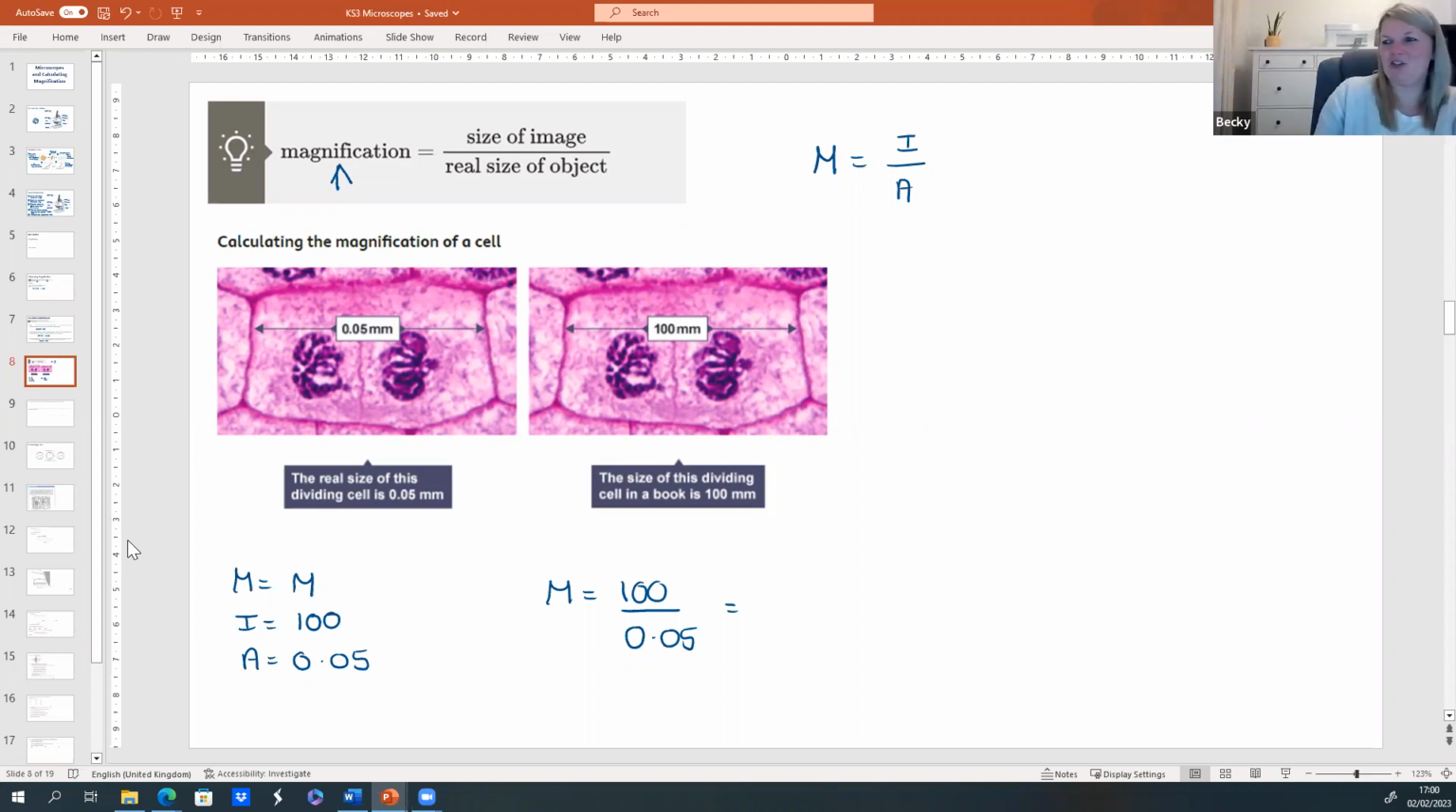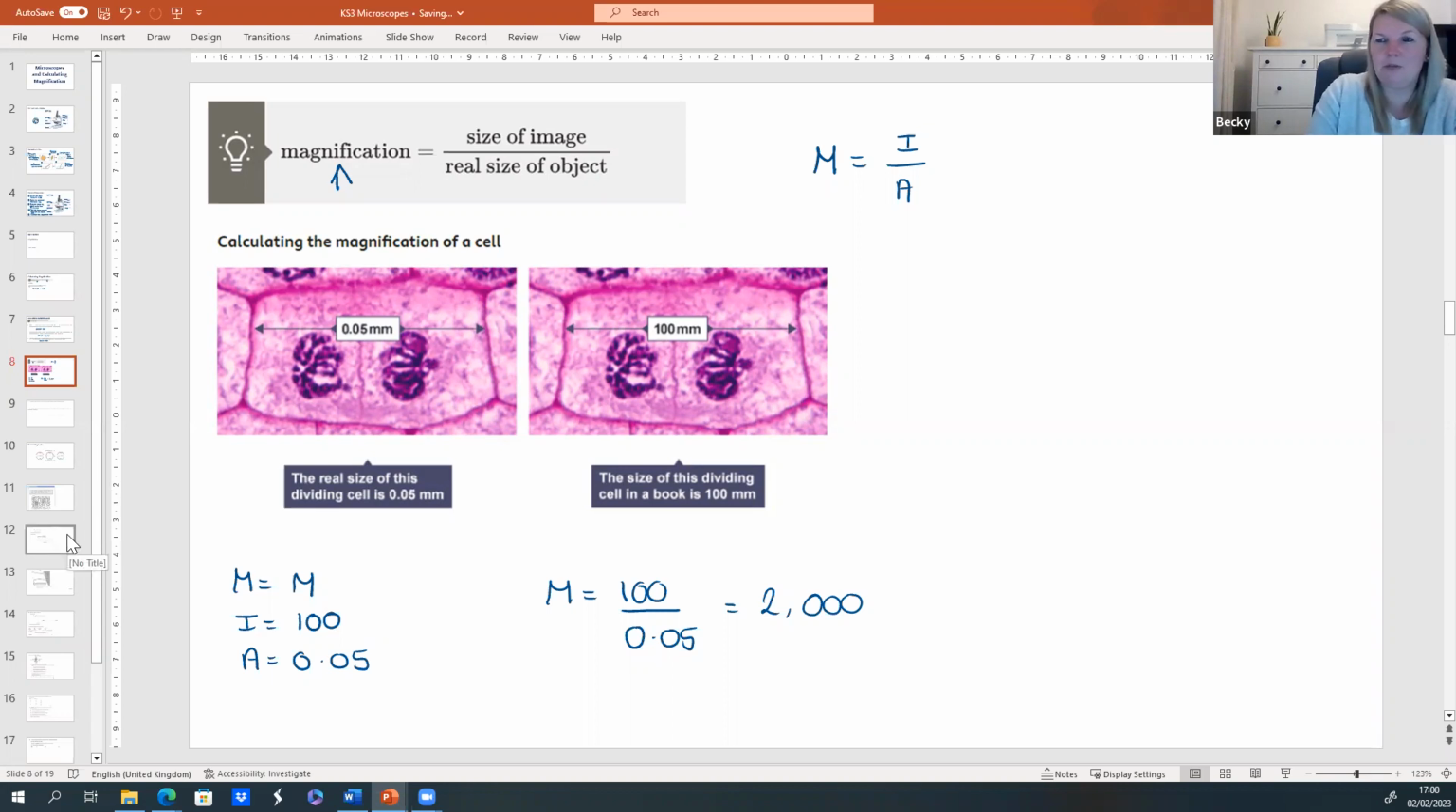Okay, so it's 2000. So that cell here has been magnified 2000 times. It's 2000 times bigger than it is in real life. Okay, fabulous. Great stuff, guys. Well done. Well done. Okay. So let's have a look then.